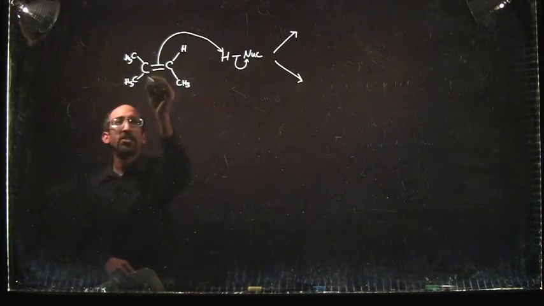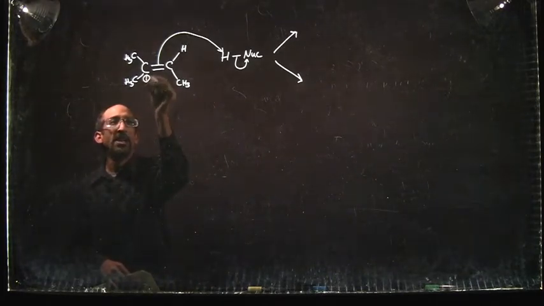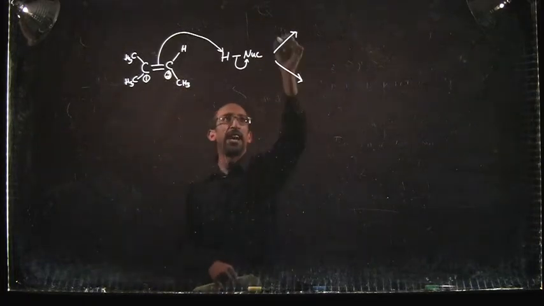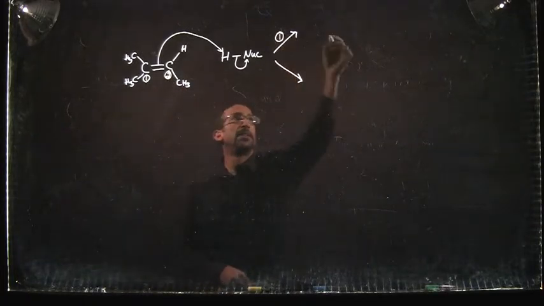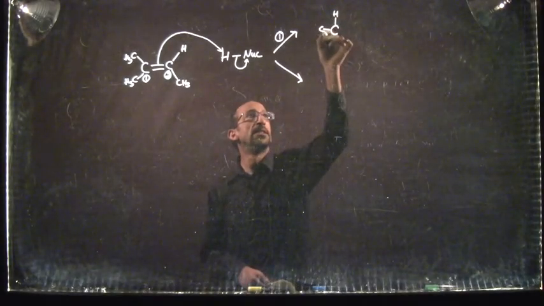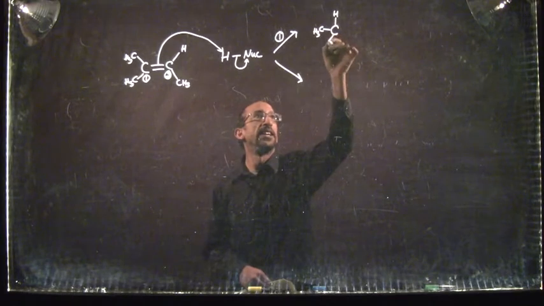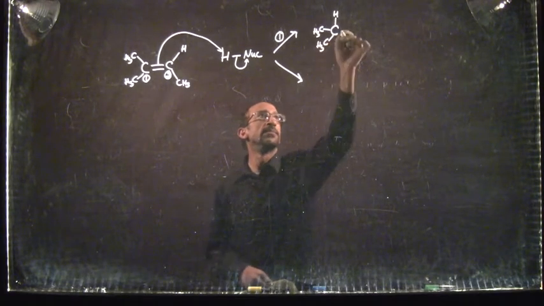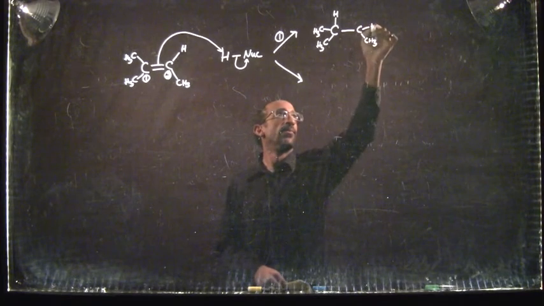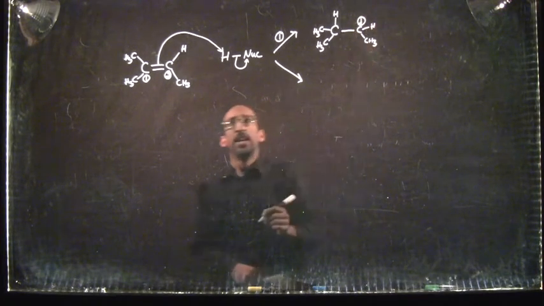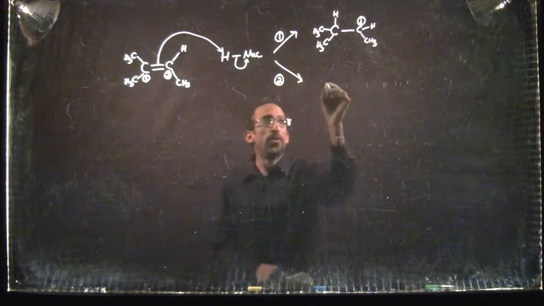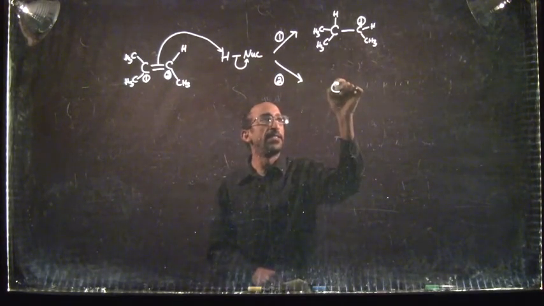I'm going to call this carbon 1, and I'm going to call this carbon 2. If the hydrogen attaches to carbon 1, we form a carbocation that looks like this. If the hydrogen attaches to carbon 2, we'll form a carbocation that looks like this.